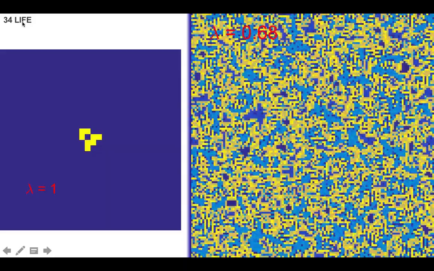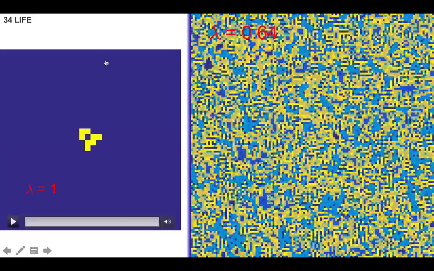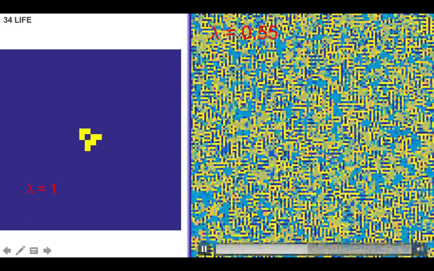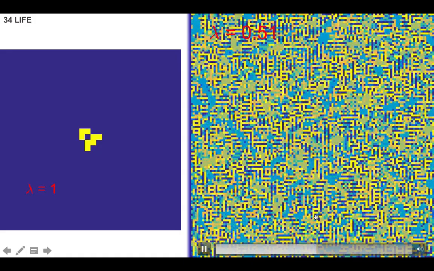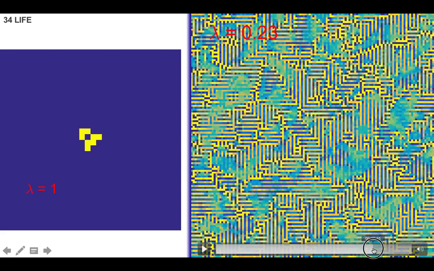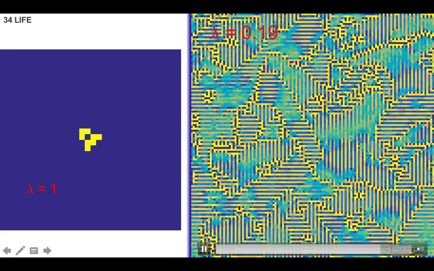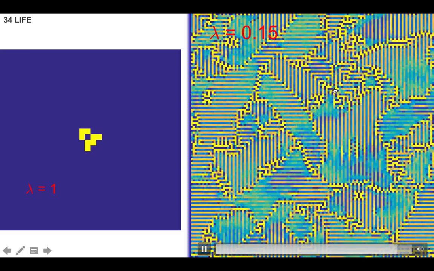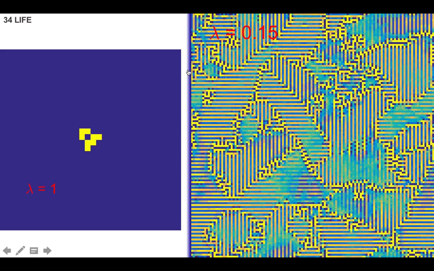You can see that even with different rules, it's not Game of Life, it's a different rule named 34 Life, you get similar behavior, similar kind of stripe formation, but there is further interesting behavior here. Let me run faster. You can see sort of wave-like structures that are produced, which are reminiscent of Belousov-Zhabotinsky kind of wave-like structures, or the cAMP waves in these different animals, etc.